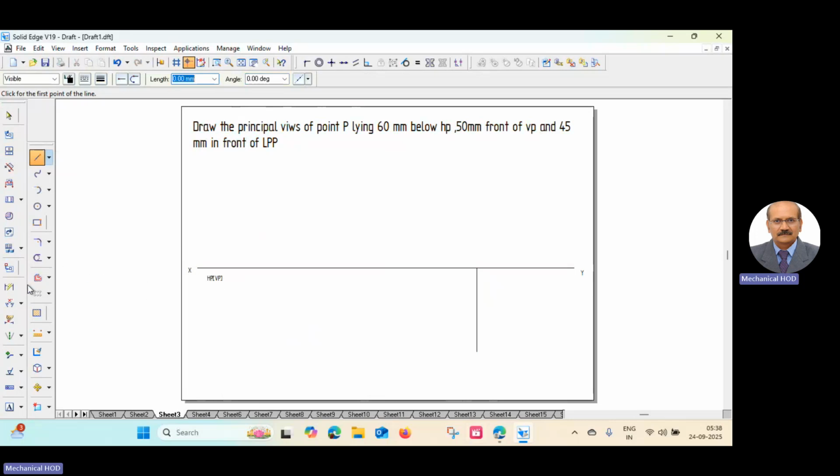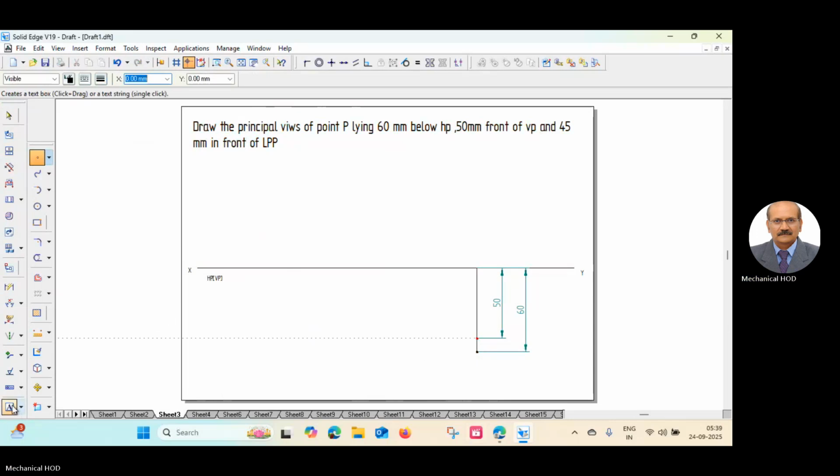Now go to smart dimension. For the dimension like this, one is 50 mm, another is 60 mm away from the XY line. Both are below the XY line because in the fourth quadrant, both VP and HP are below the XY line. Now go to the point command, select the width of the point as 2 mm, the maximum available here. Then keep one point at this point, another point at the tip of the vertical line of 60 mm length.